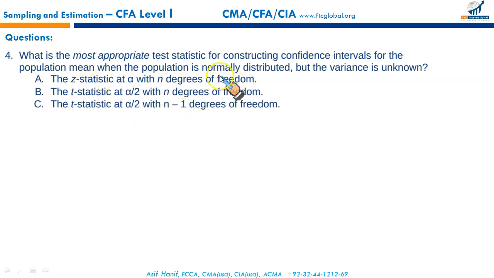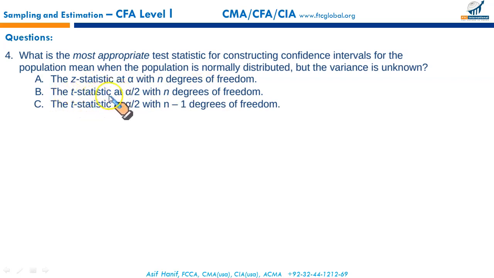Alright, so as you saw a little while ago, since we do not have the population standard deviation, and our sample size is not available, it could either be t or z. Look at the options given. Let us see what they say. The z statistic at alpha with n degrees of freedom. This is a ridiculous option because in z statistics we do not have degrees of freedom. The z table doesn't require any degrees of freedom. That is only applicable in t statistic or t distribution.